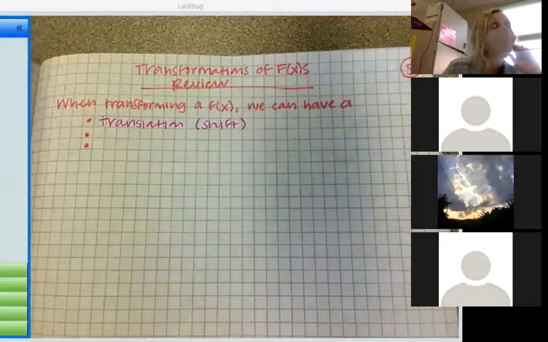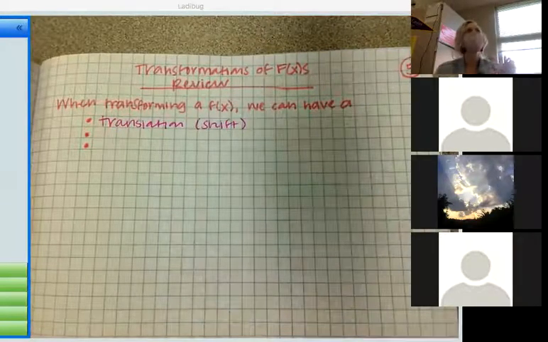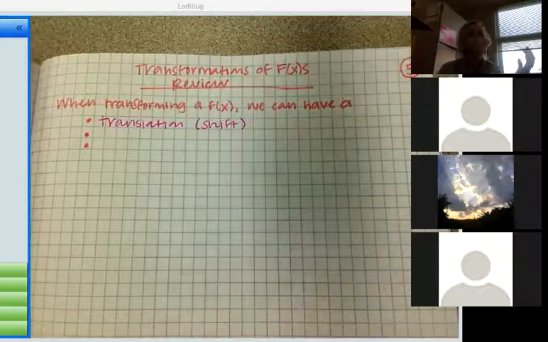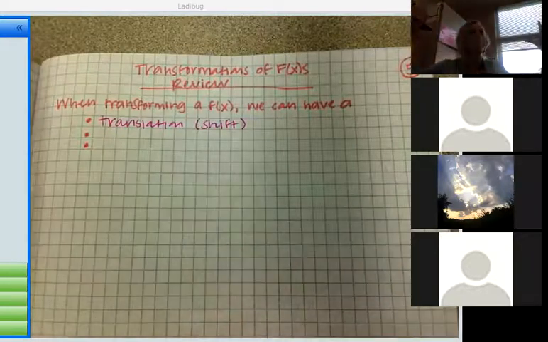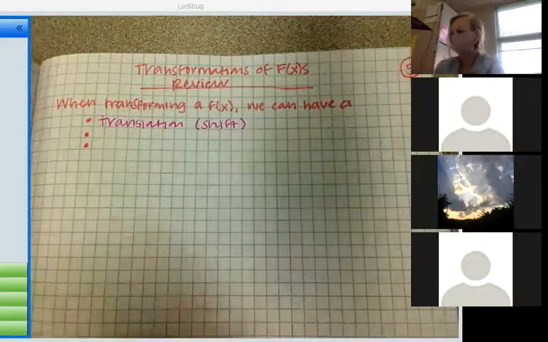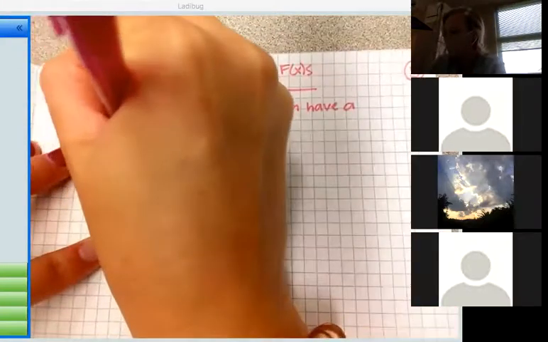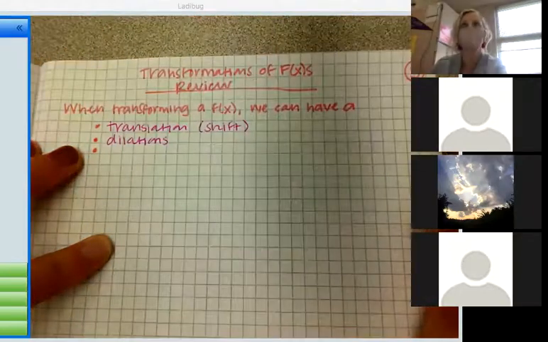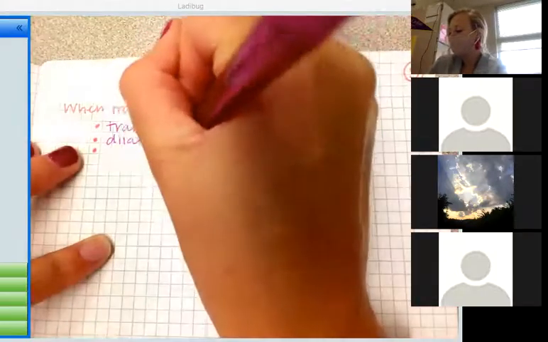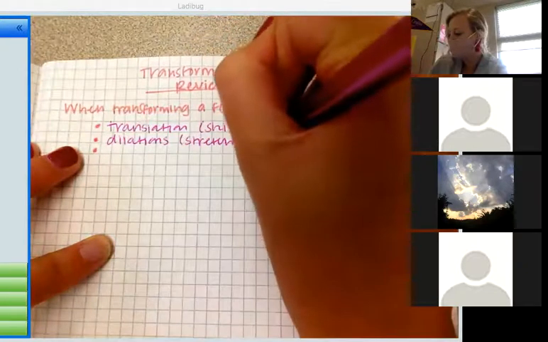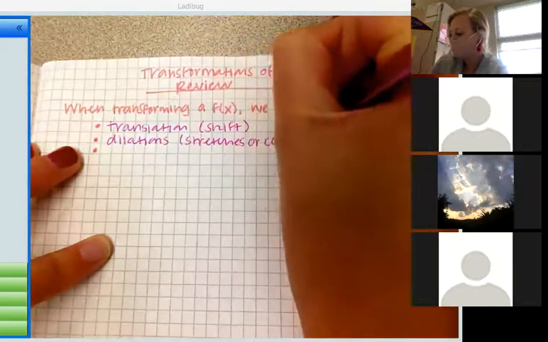A what? Oh, good. Okay. There's a word for stretches and compressions. Those go together. There's a word for it. Do you remember in elementary school when you would make a shape bigger or smaller, what that was called? Nobody? A dilation? Does that ring a bell? Okay. Dilations are for stretches or compressions. Very good. Extra credit, you too. Stretches or compressions.